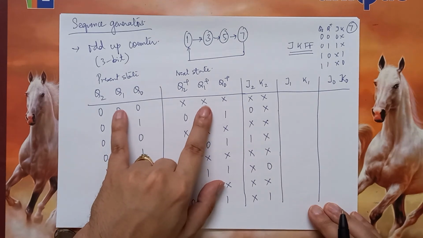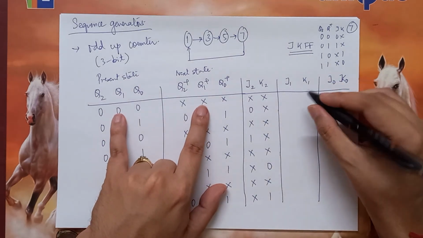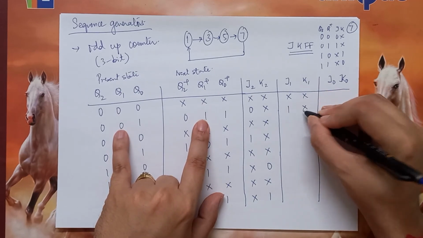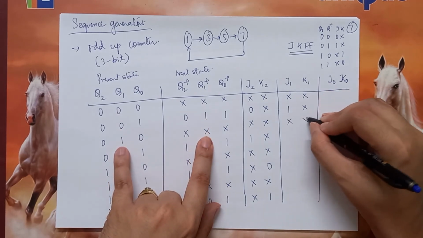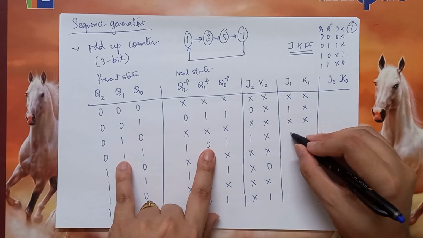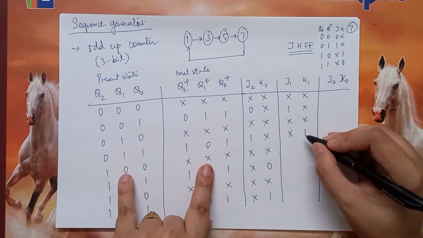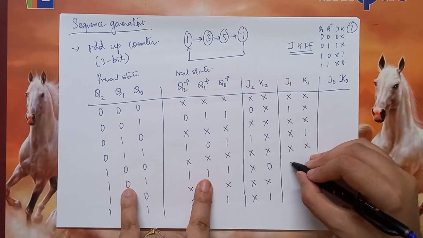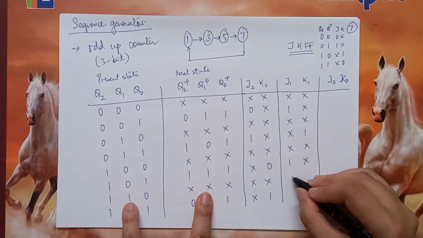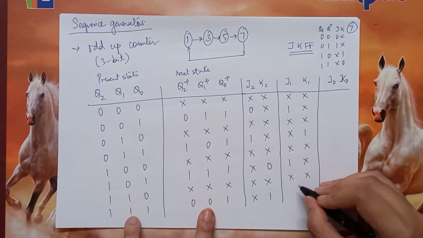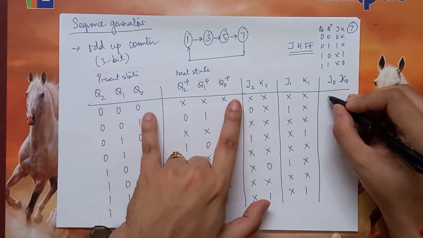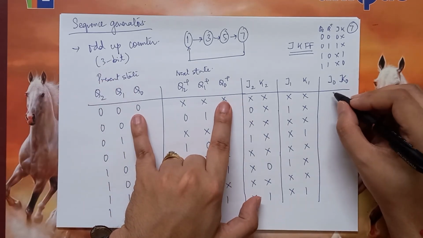Likewise J1, K1, we need to look at Q1 and Q1 plus. 0 don't care is don't care, 0, 1 is 1 don't care. This is like this. We will fill up all the rows. So now Q0 and Q0 plus for J0 and K0.